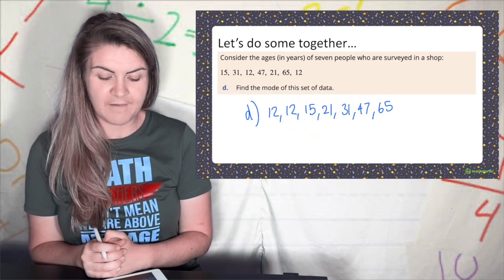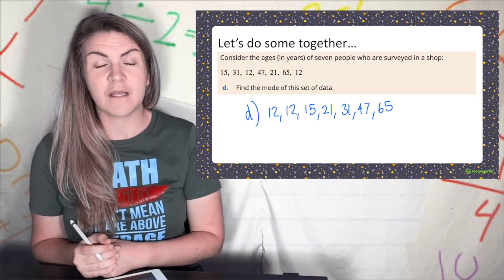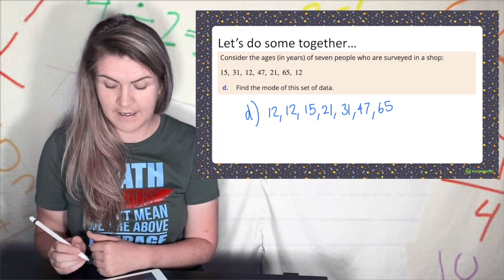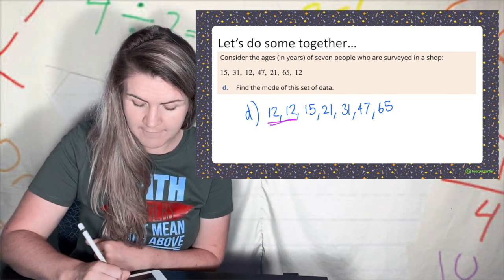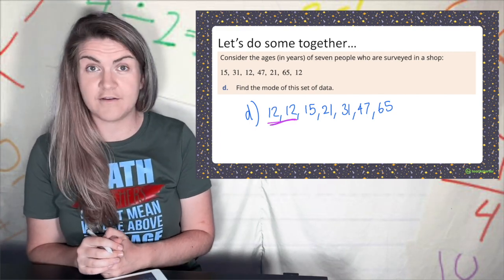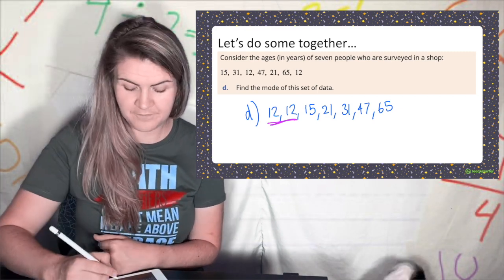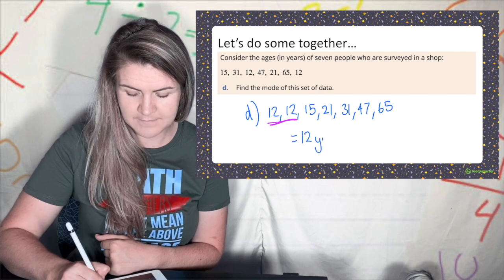D, find the mode of this set of data. Mode is most common. Now that I've got them written out, I can easily see if I have a number more than once. Here I have 12 more than once, but none of the others repeat, which means I only have one mode, which is 12. So my mode is 12 years.